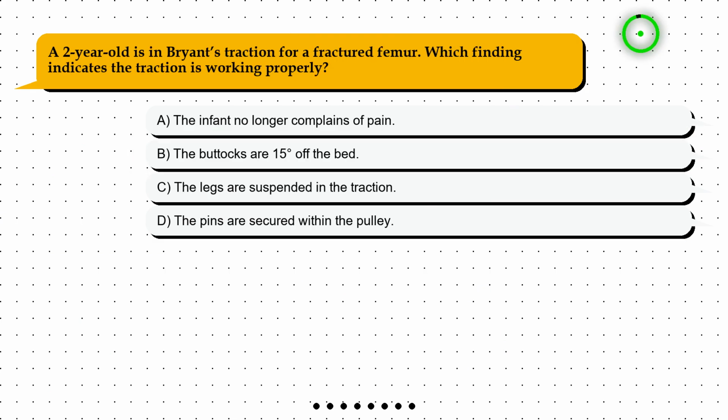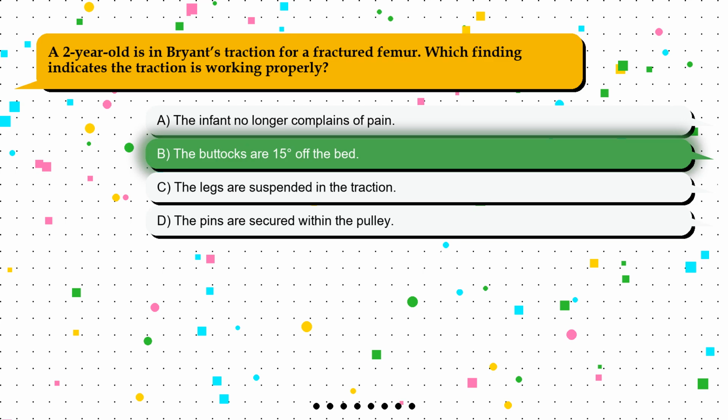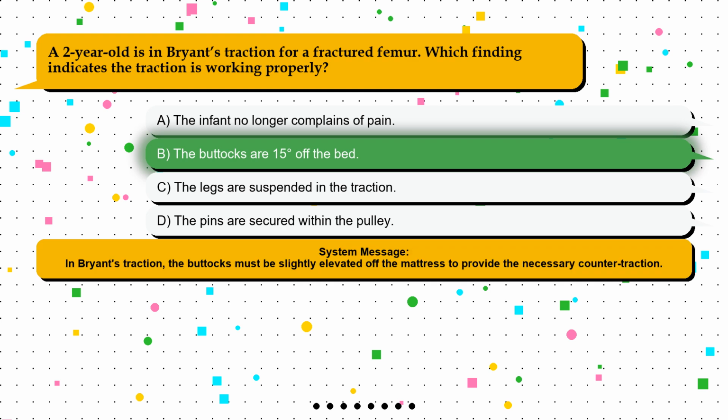Question 7. A 2-year-old is in Bryant's traction for a fractured femur. Which finding indicates the traction is working properly? Option A, the infant no longer complains of pain. Option B, the buttocks are 15 degrees off the bed. Option C, the legs are suspended in the traction. Option D, the pins are secured within the pulley. The correct answer is option B, the buttocks are 15 degrees off the bed. In Bryant's traction, the buttocks must be slightly elevated off the mattress to provide the necessary countertraction.